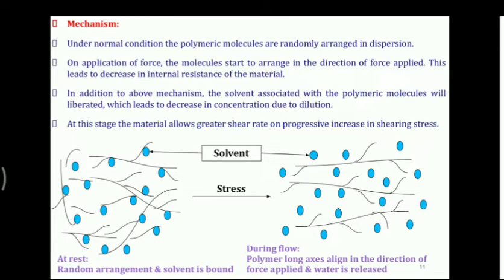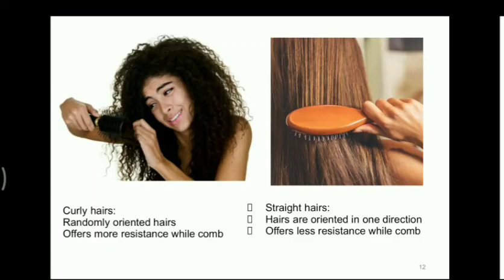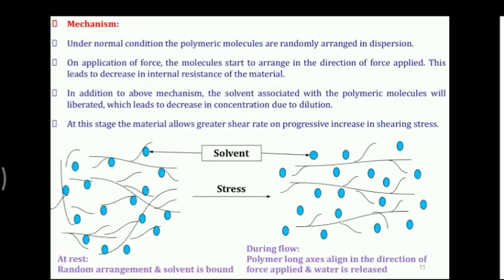Now to understand this concept, let us take the example of curly hair. Might be your observation, or you heard about this, that the hairs are randomly oriented, so such a structure offers more resistance while combing. The same concept is applicable in the case of the pseudoplastic system. So when your material is at rest, the long axes of the polymers are randomly oriented, and such a structure offers more resistance.